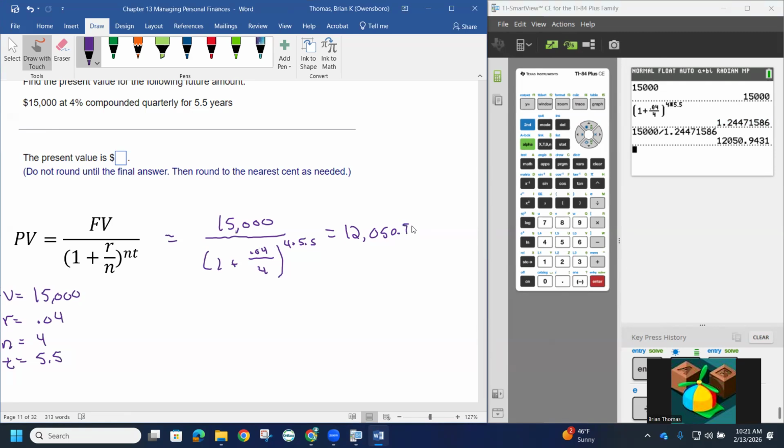Notice that your present value should be smaller than your future value because you're trying to build up to it. If you didn't get an answer smaller than the future value, something is off, because you're trying to grow your money. So $12,050.94 seems to be the answer.